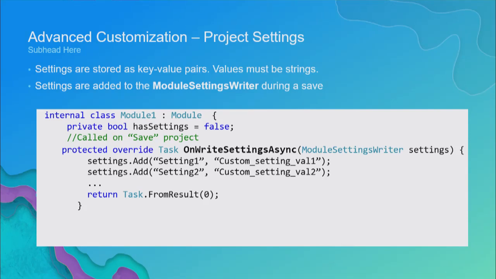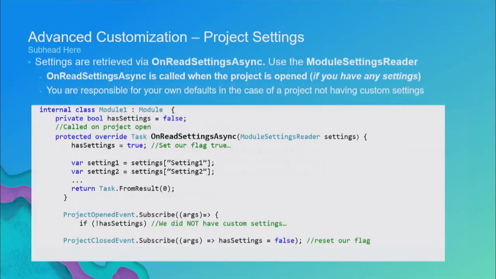Okay, and you can see here I have two settings, setting 1 and 2, and I'm storing two corresponding strings. Those are getting persisted into the project. Okay, OnReadSettingsAsync, the project opens, it has custom settings for my module. My callback is called, I am passed a ModuleSettingsReader. Has the same dictionary semantic. I provide the same keys to extract my custom settings as I used in the OnWriteSettings. If I have custom state, I should deserialize accordingly.